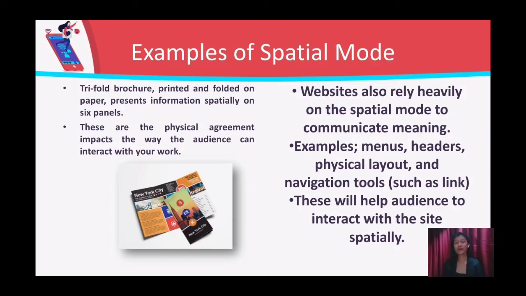Websites also rely heavily on the spatial mode to communicate. For example, menus, headers, physical layout, and navigation tools such as links. For example, menus is like the app Food Panda, di ba? There are different food establishments na ilang menu dira like sa Jollibee, and you can download the app and then choose the food that you want. Then after a few minutes, you can get your order. So that is one of the examples of websites. This will help the audience to interact with the site spatially. Also, websites are considered multimodal texts since multiple modes are used to communicate with the audience.